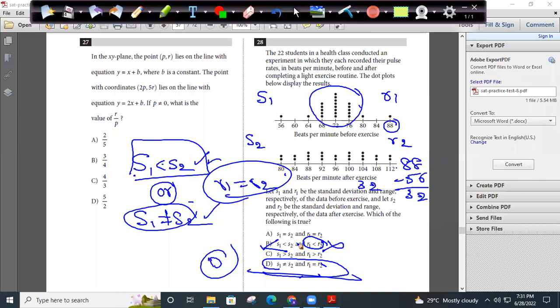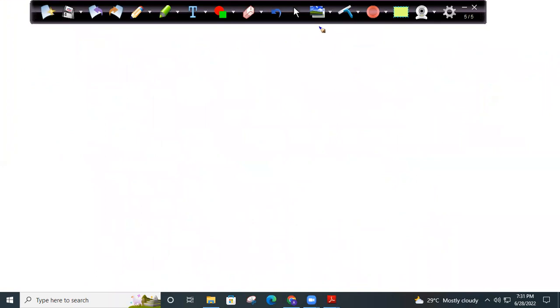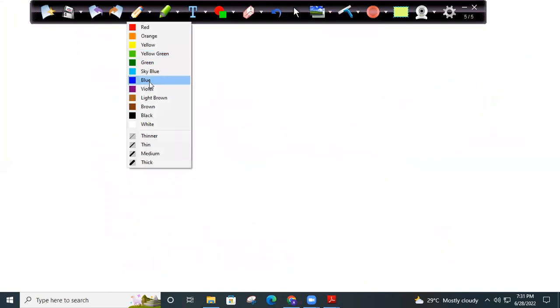Now, next, one thing I would like to explain to you. This is also coming frequently as part of the exam. Box plot. So just keep it as box plot.